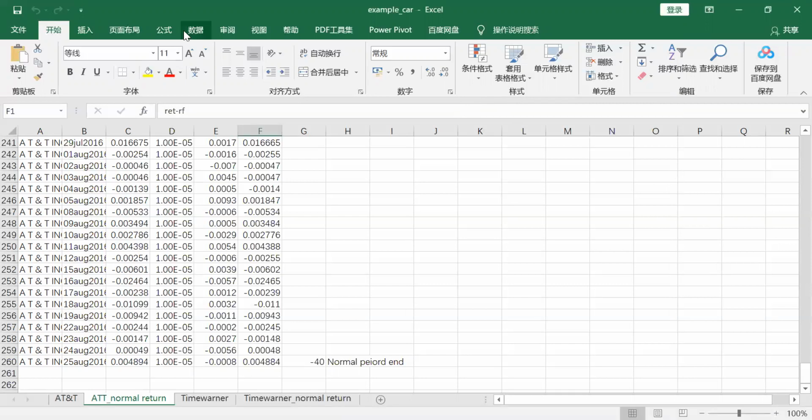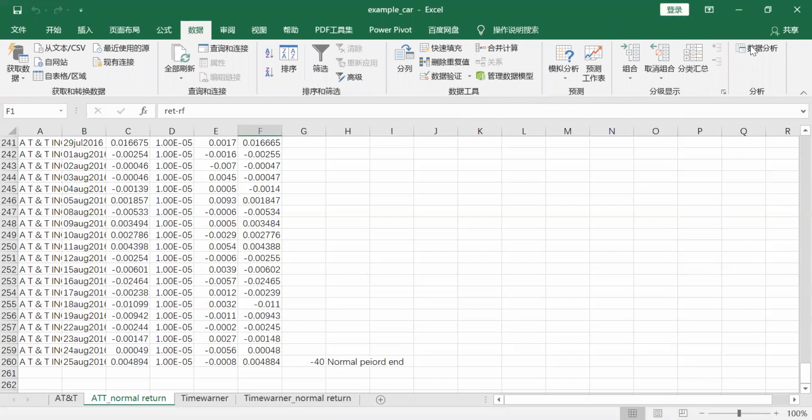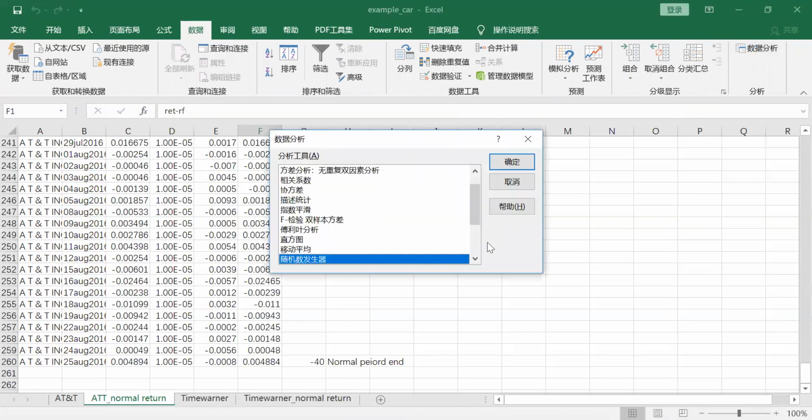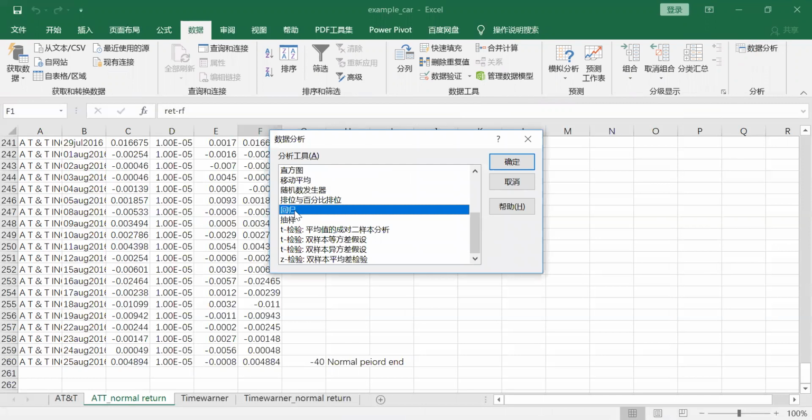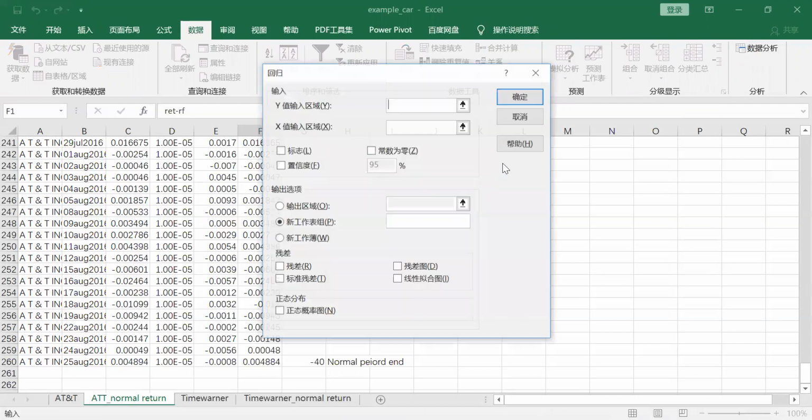After a while, you will see a Data Analysis tab appearing here under the Data tab. Click this Data Analysis tab, and then choose Regression. Now input the Y value and X value here. And remember to set the constant to zero, so choose this option. Then input your Y here and X here.